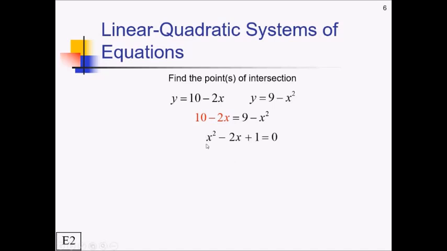Well, this looks like I ought to be able to factor it. Factors of 1 that add up to negative 2, well, that would be negative 1 and negative 1. So I can just write x minus 1 quantity squared equals 0. So that means that x equals 1. And plugging that back in, it doesn't really matter which one I choose. I'm going to plug it in up here. So we've got 10 minus 2 times 1, or just 10 minus 2, which gives me 8.